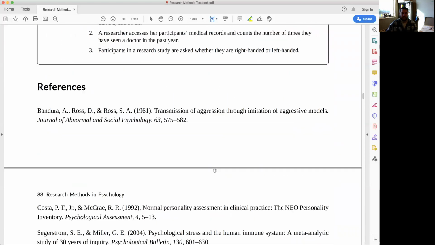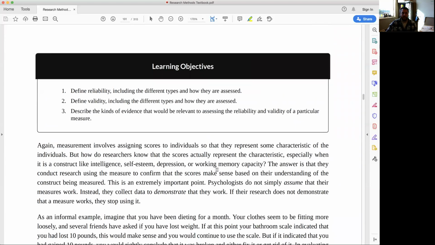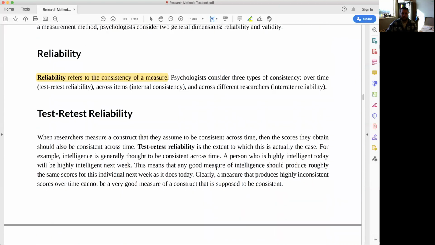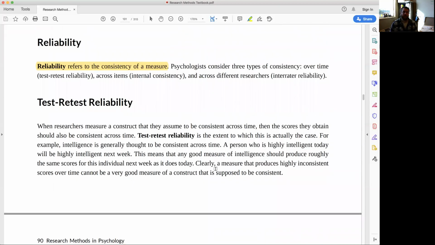Okay, so then we get into reliability and validity. So reliability refers to consistency of a measure. What that means is, ideally, if a measure is reliable, it means that it's staying pretty consistent throughout time. So you might take a test one day and it tells you that you're extroverted, and then 3 years later you take the same test. Does it still tell you that you are extroverted if it's a personality test?